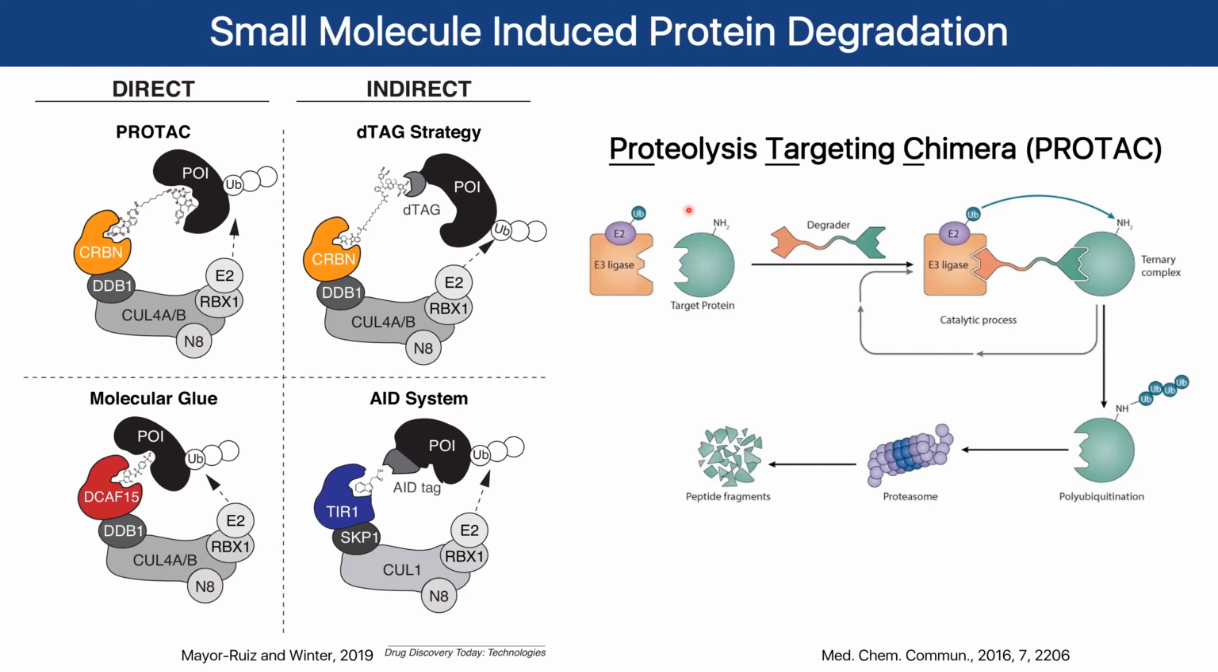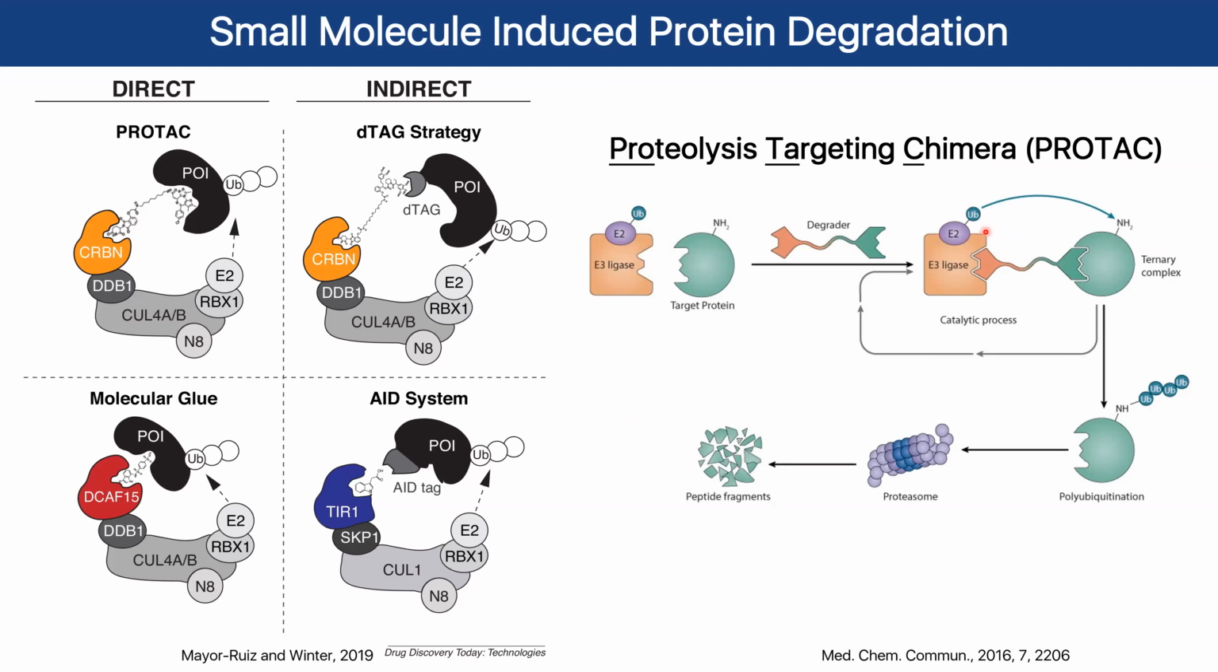So what are PROTACs? PROTAC, the full name is proteolysis targeting chimera. This concept was developed by Craig Crews about 20 years ago. So essentially, the idea here is that you can use a bifunctional small molecule, and one end you can bind to a target protein, the other end binds to E3 ligase. You bring them together, and here you form the so-called ternary complex, right? So a three-molecule complex, ternary complex.